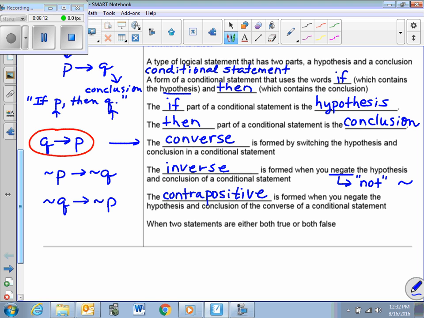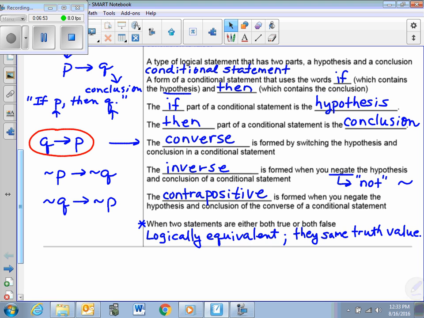All right, now, when two statements, and I'm talking about two conditional statements, are either both true or both false, then they're known to be logically equivalent. Also, they have the same truth value. Okay, this is a very important concept. If two statements both have the same truth value, in other words, they're both true or they're both false, then we call them logically equivalent.